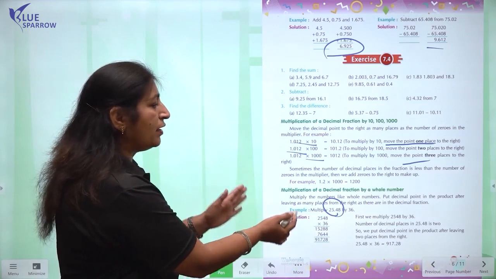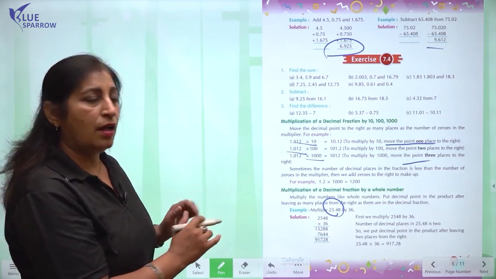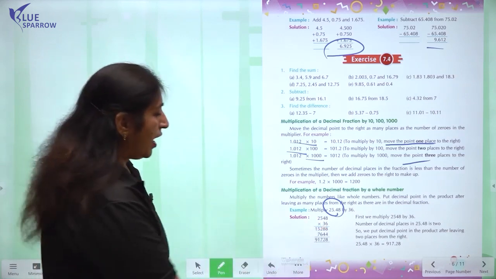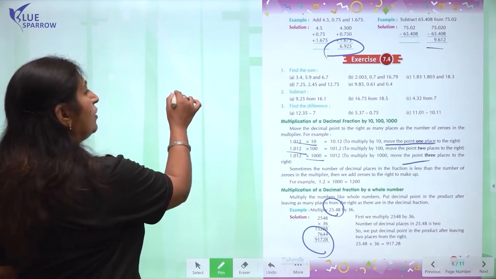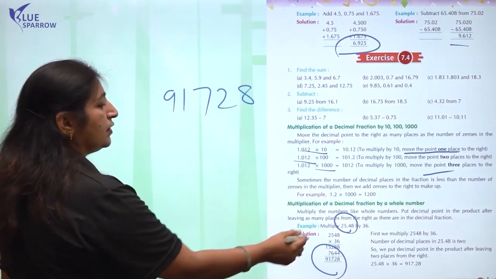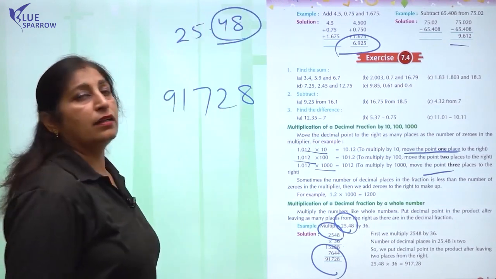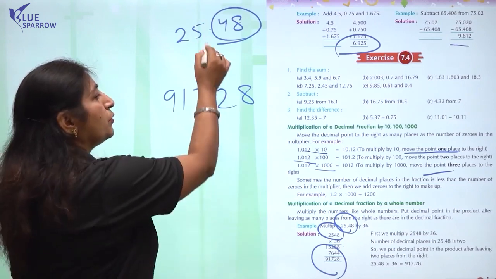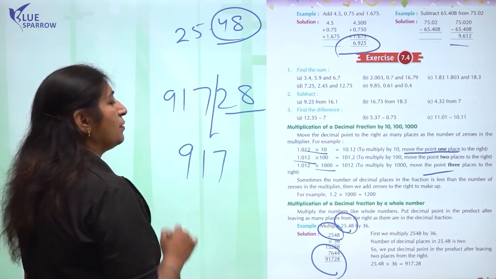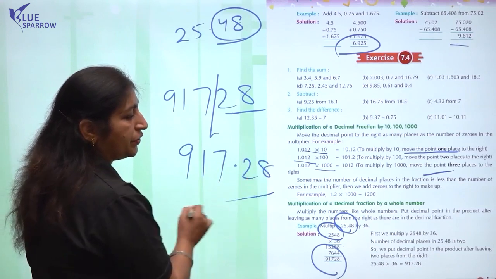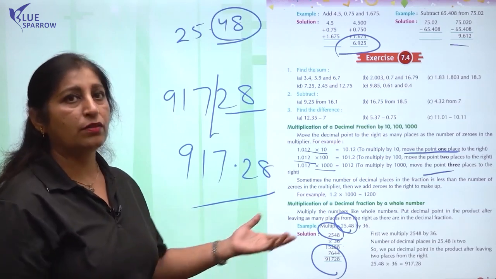So firstly, we have multiplied 2548, considering the number 25.48 as a whole number, with 36, and its product has come over here, 91,728. The number which was to be multiplied, the fractional number 25.48, contained 2 decimal places. So you would put a decimal after leaving 2 places here, means this number would become 917.28. This is how you can multiply a decimal fraction with a whole number.